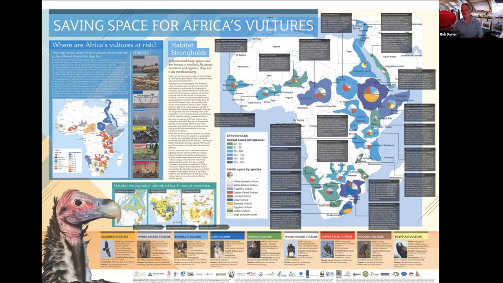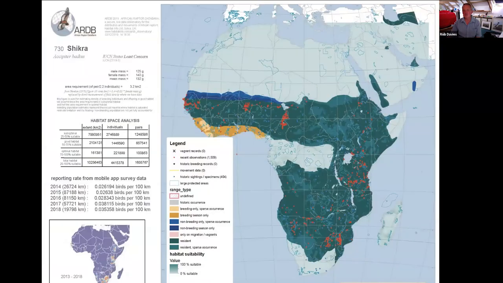So what we did with the data is we extracted the strongholds of the vultures, the areas shown on the right there and the different complements of vultures, so that conservationists could then focus their efforts in areas that are good for vultures to look after them.